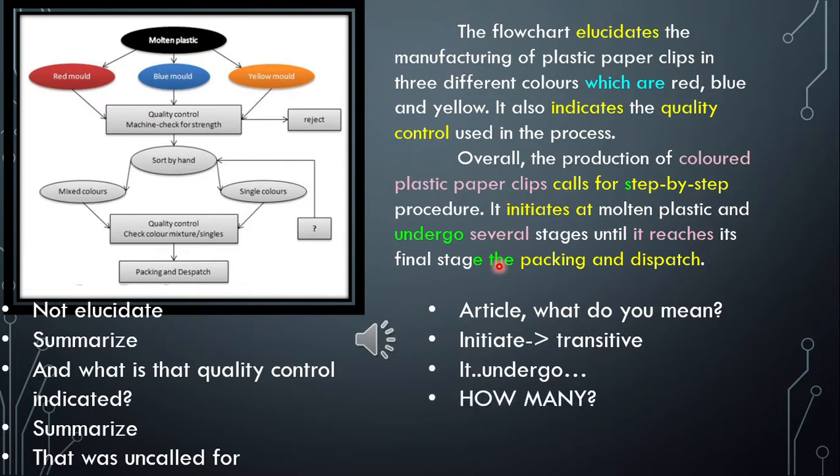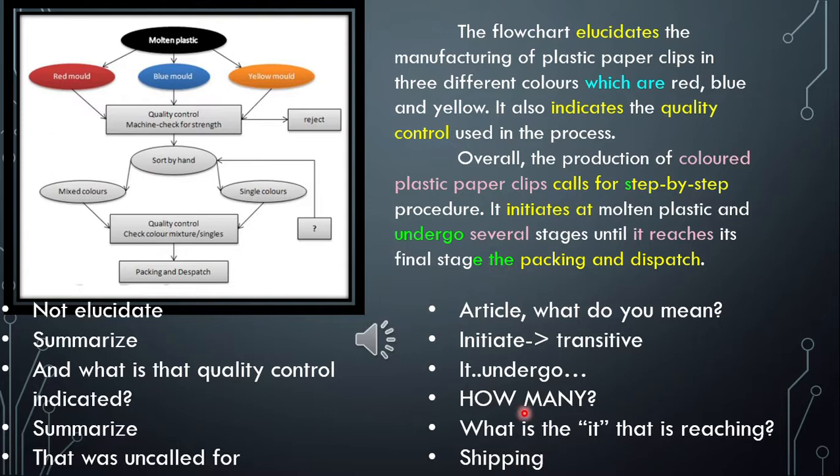In your overview, you have to identify the main stages. How many are there? Until it reaches. Well, what is the it? Till it. Okay, the process, I guess. The final stage. Final stage, the packing. You need some kind of punctuation there, like a colon, and then you wouldn't have the final stage. The final stage of packing and dispatch.